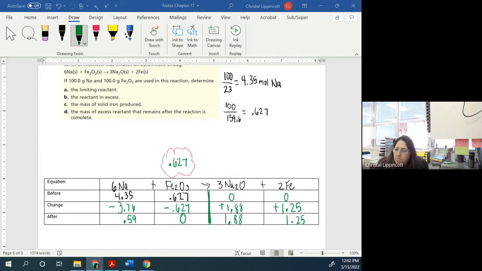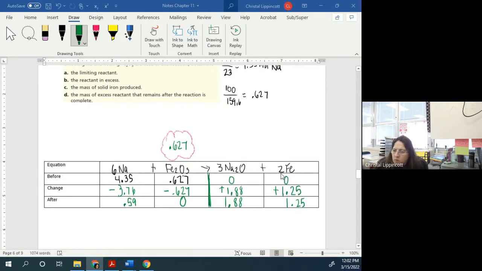Okay. Then they wanted to know which one was my limiting reactant. Whichever one has the 0 here, whichever cloud we kept, that's going to be your limiting reactant. Which one is my excess reactant? That is the one that I had stuff left over here. Then they want to know the mass of the iron produced. So they want to know the mass of this.